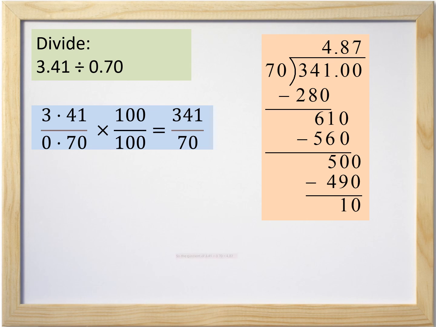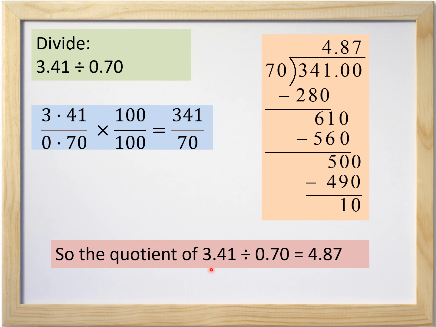So the quotient is given by 3.41 divided by 0.70 is equal to 4.87. Is it clear, children? This is how we do the division.